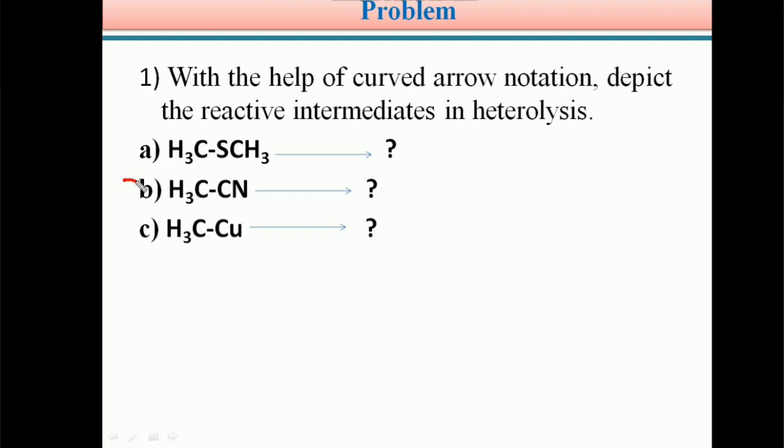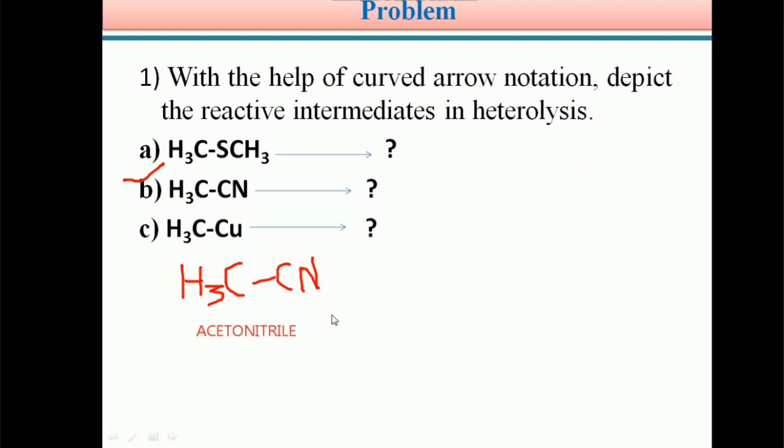Next, the second one is CH3CN. Students, CH3CN is called acetonitrile. Generally it is used as a solvent in organic reactions. Its common name is acetonitrile, and it is highly popular.